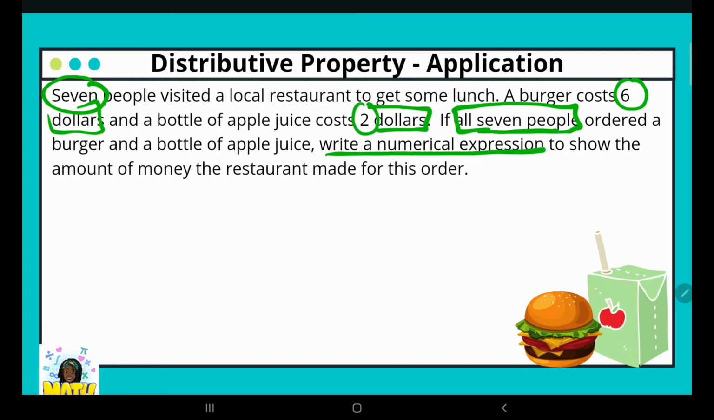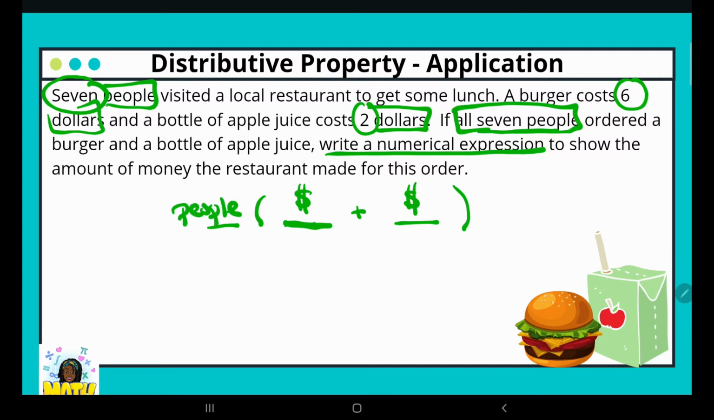Whenever you're writing a distributive property expression, you know you're going to have at least 3 values. You're going to have something outside the parentheses, and then 2 things inside the parentheses separated by either addition or subtraction. Here we have 2 different units: people and dollars. Whatever goes inside the parentheses should be the same. Since we have 2 money representations here, $6 and $2, my dollars are going to go inside, and my people will go on the outside.